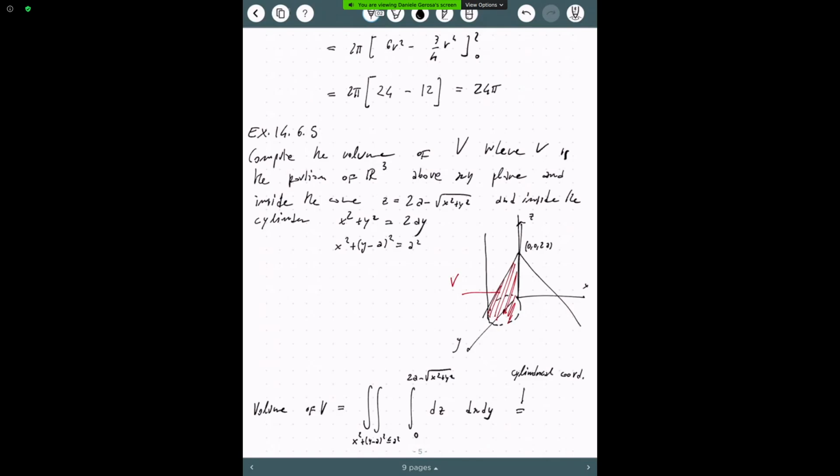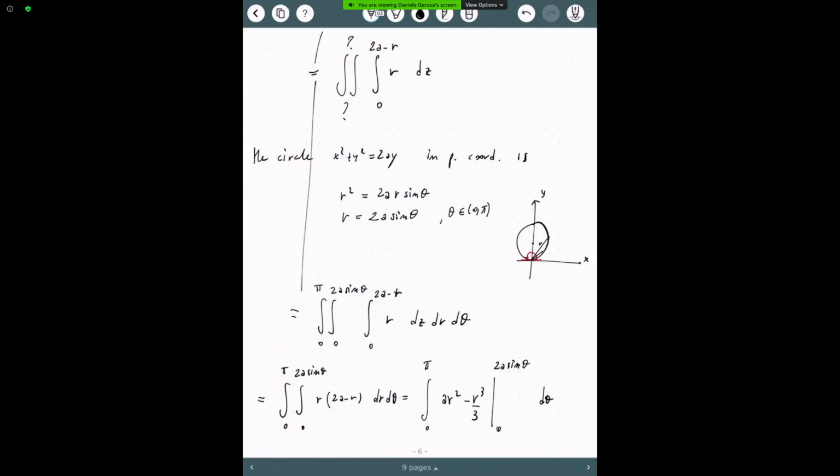Okay, the first part. Then we move to cylindrical. But the problem is the next page, because the circle is not in the origin. So then cylindrical is easier. You just stick the cylindrical coordinates in the equation of the circle.